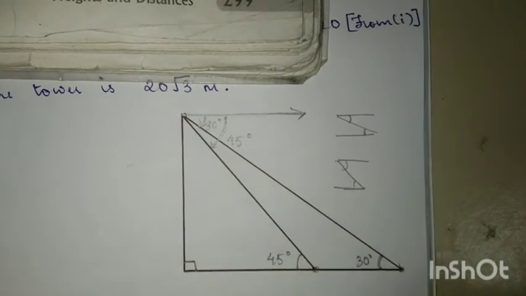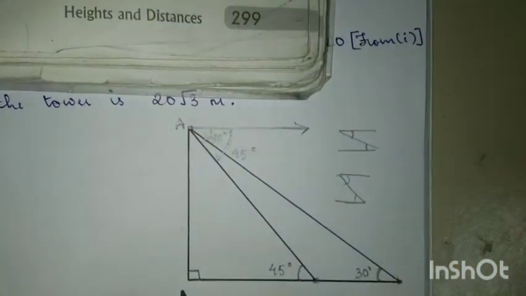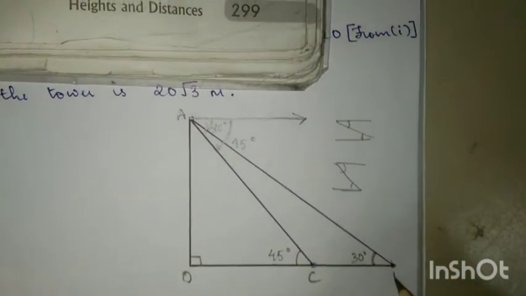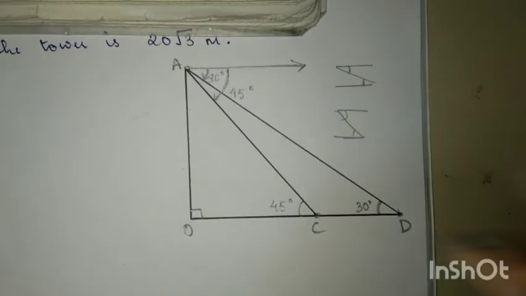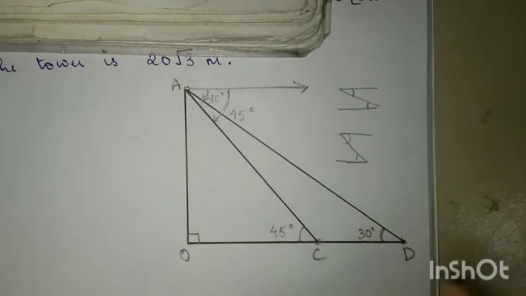This will be 90 degree. So let's call this A, O, C, and D. Now in this question, they have not given us the distance between the boat which is at C and D. We have to find that.